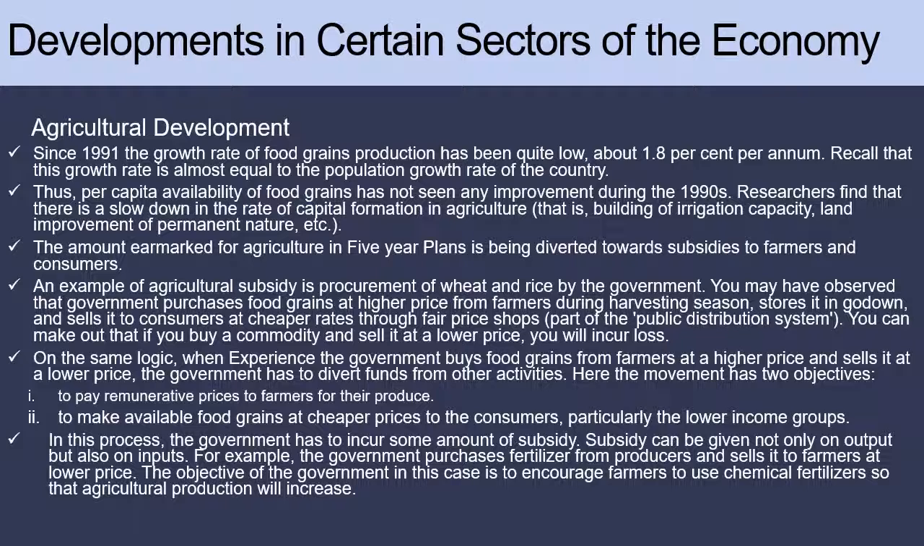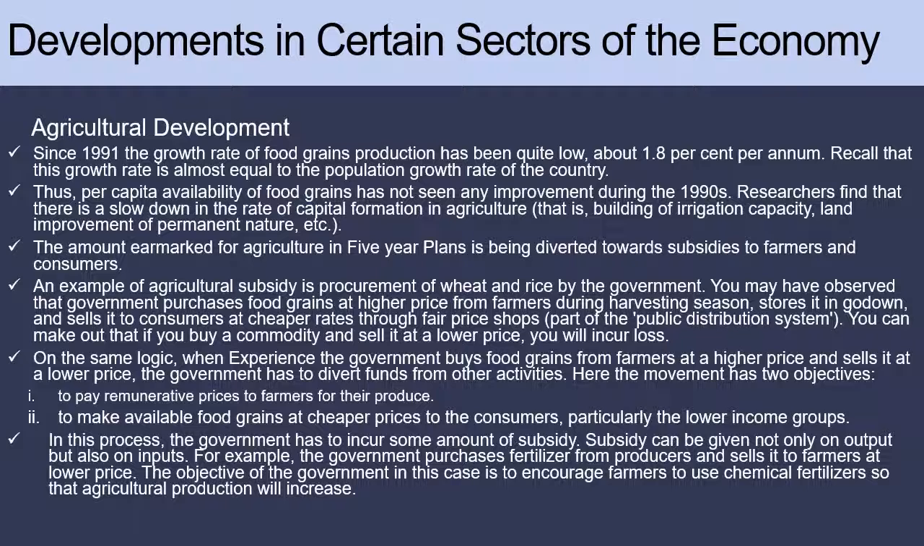Researchers find that there is a slowdown in the rate of capital formation in agriculture, that is, building of irrigation capacity, land improvement of permanent nature, etc. The amount earmarked for agriculture in 5-year plans is being diverted towards subsidies to farmers and consumers. An example of agricultural subsidy is procurement of wheat and rice by the government. You may have observed that the government purchases food grains at a higher price from farmers during harvesting season, stores it in godowns, and sells it to consumers at cheaper rates through fair price shops, part of the public distribution system.